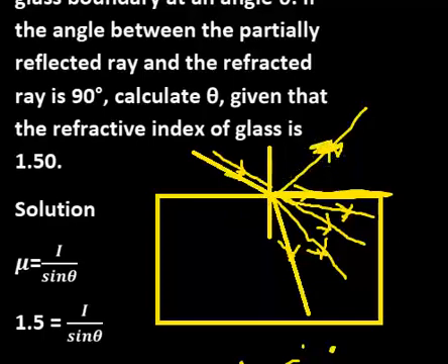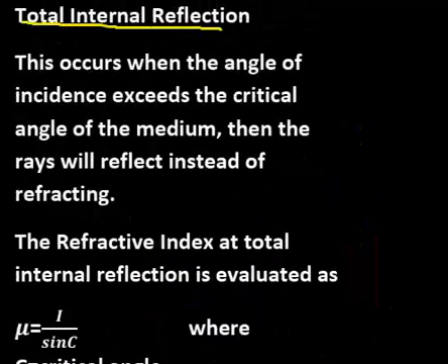So that is why total internal reflection is said to occur when the angle of incidence exceeds the critical angle. So let's go back to that particular note now so that you understand it. This occurs when the angle of incidence exceeds the critical angle of a medium. Then the ray will reflect instead of refracting. So if that exceeds, then there's going to be a reflection, no more refraction again.